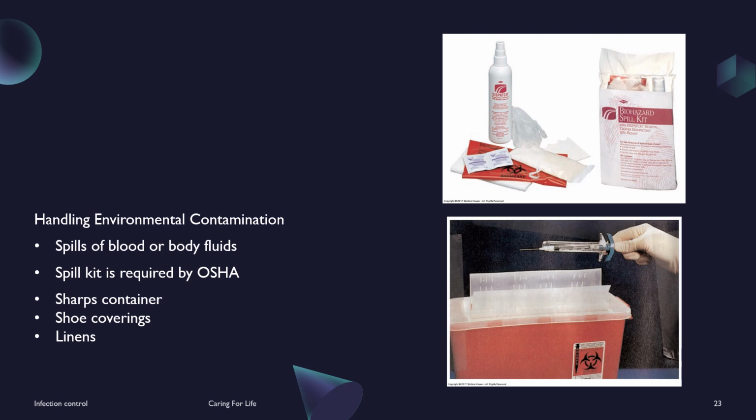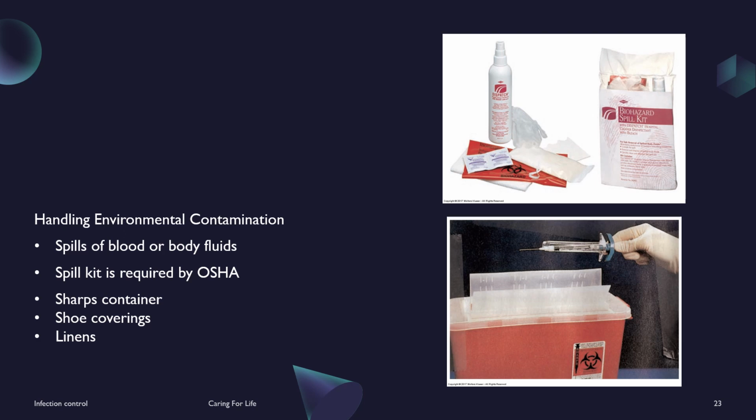That being said, now we go into environmental contamination. If there are spills of blood, you should have the cleaning kit. If there's blood, your facility should have that. Sharps containers, shoe coverings if there's a potential of blood on the floor and a lot of urine or things like that, depending on where you work. Linens, making sure that you are changing linens, or that paper drape that goes across the exam table, in between patients.